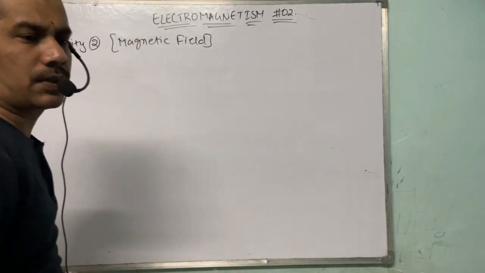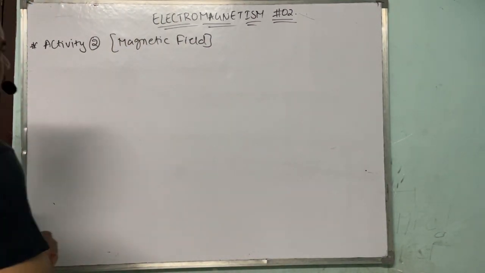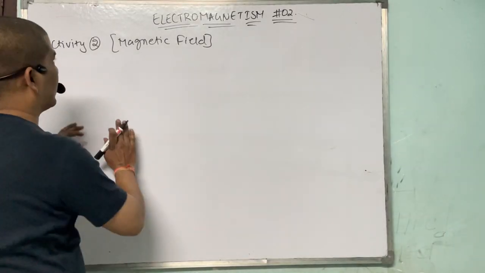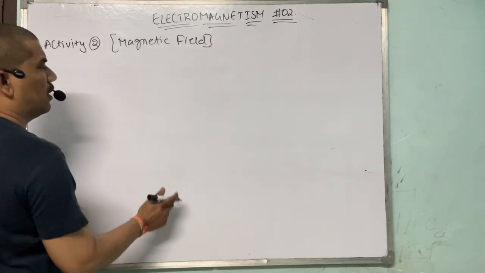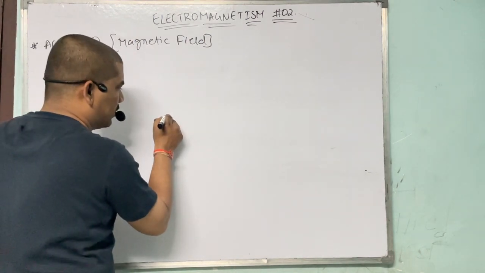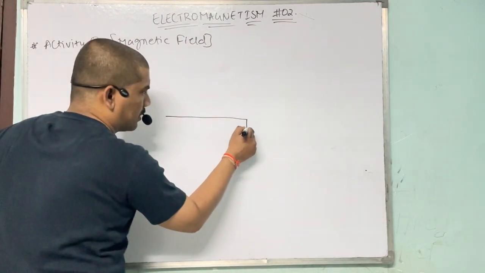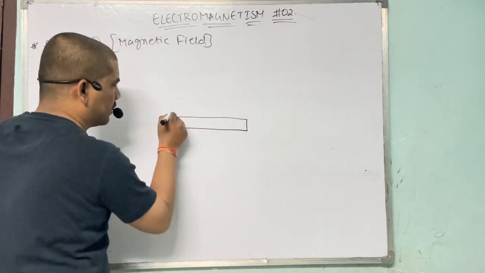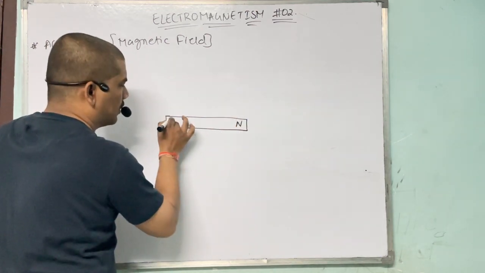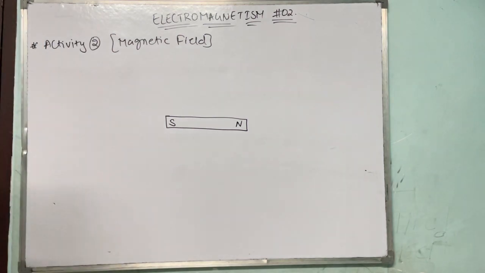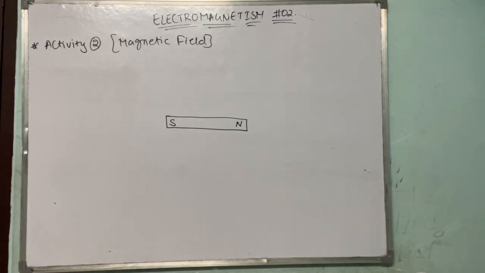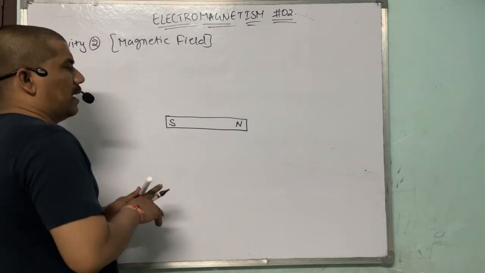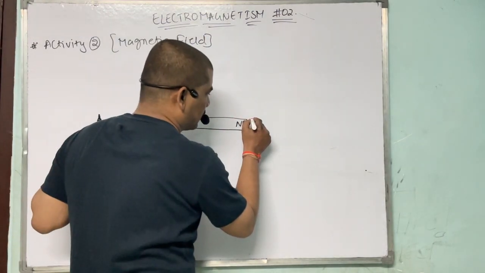Now here what you have to do, to understand magnetic field, first of all, on a white paper, keep one bar magnet, north, south, right. Now, after keeping this bar magnet here on the white paper, you need to take a magnetic compass, right, and keep the magnetic compass here.